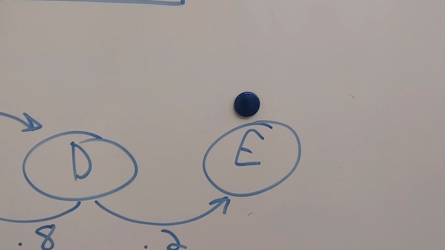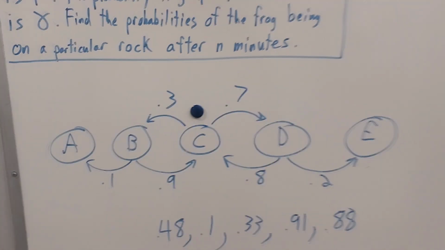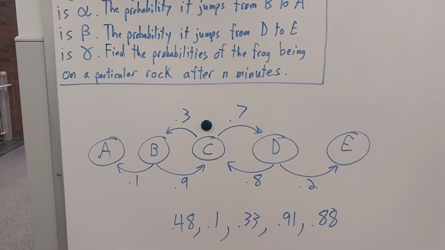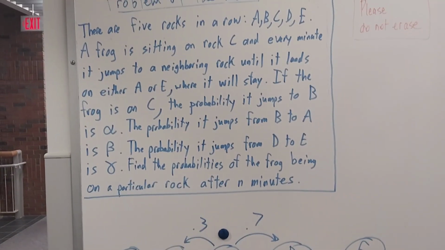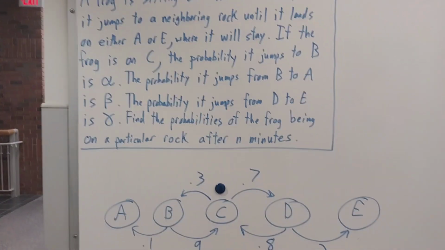So in this situation, the frog would have ended up here. But of course, the frog will not always end up in E. The frog will tend to end up at the ends at some point, but it might take a while. So the question is to figure out the probabilities for all 5 rocks after n steps.